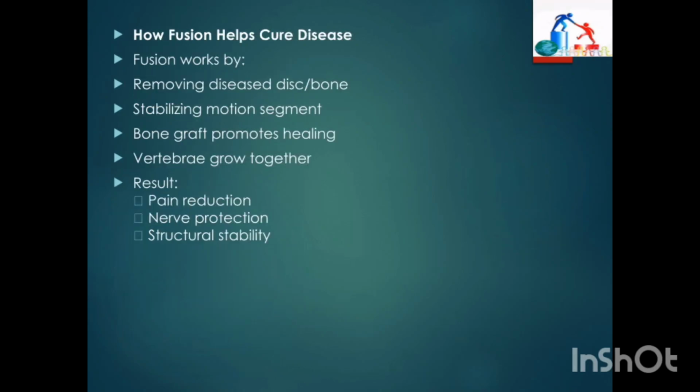So let's talk about how fusion actually helps in curing disease. Fusion works through a few key steps. First, it involves removing the diseased disc or bone that's causing problems. This is important because removing the source of pain or instability is the first step toward healing. Next, it stabilizes the motion segment, which means it helps keep that part of the spine steady and prevents unnecessary movement that can cause pain or nerve damage.